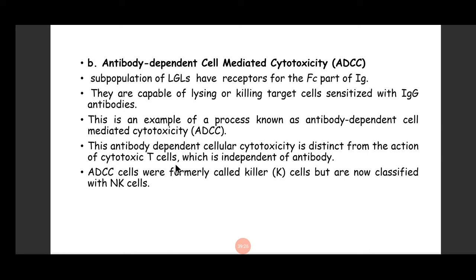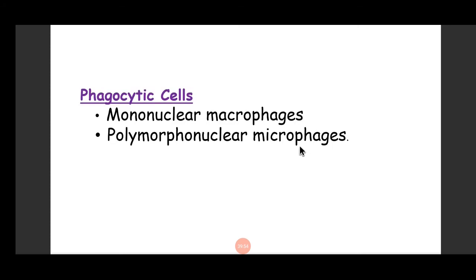So if a cell, or even a pathogenic cell, is bound by antibodies, these cytotoxic cells will recognize that cell with the help of this IgG receptor, and kill this cell. This type of killing is called antibody-dependent cell-mediated cytotoxicity. So these were the lymphoid cells.